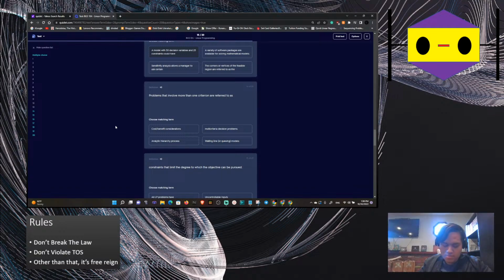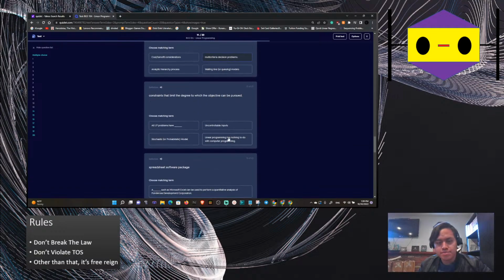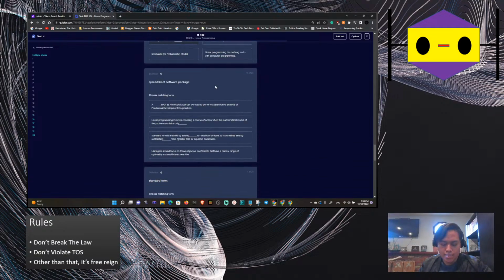Problems that involve more than one criterion are referred to as multi-criteria decision problems. Constraints that limit the degree to which the objective can be pursued. All linear programming problems have constraints that limit the degree. Okay.